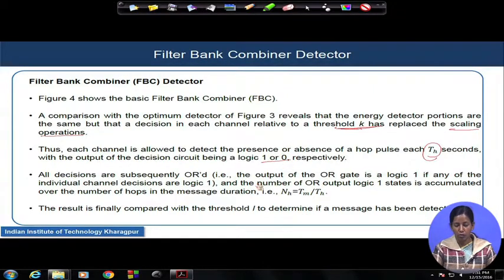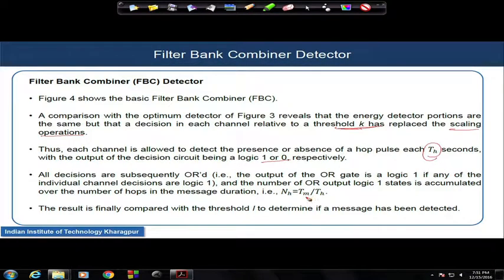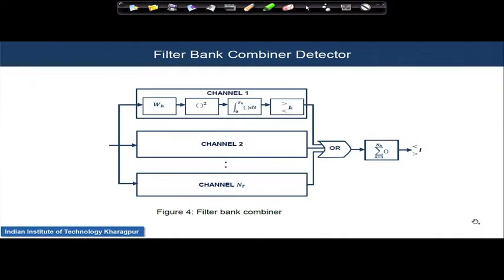All these logic values are ORed over multiple hops, and the number of logic 1 output states is accumulated over the number of hops over the total message duration. So, Tm by Th is the number of hops, as we understand, and finally it is compared with another level of threshold, as I have shown you in the diagram.